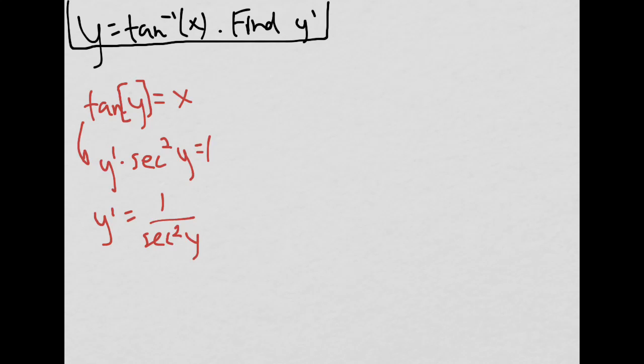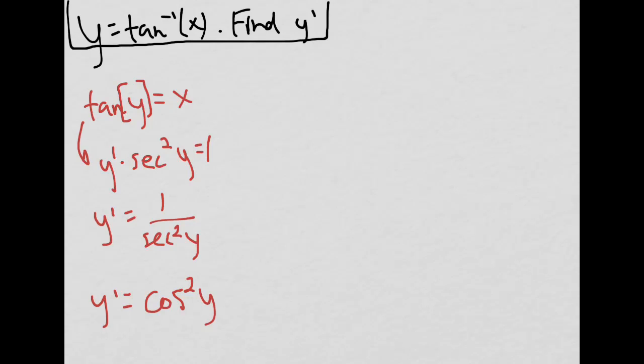y. But I don't like to have those types of trig functions in denominators. So I'm going to change that over to a cosine squared, because 1 over cosine squared is secant squared. Or 1 over cosine is secant, so 1 over secant is cosine. So I can change this over, and I get y prime equals cosine squared of y.